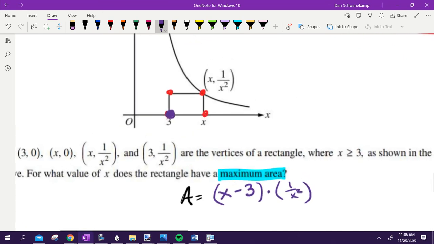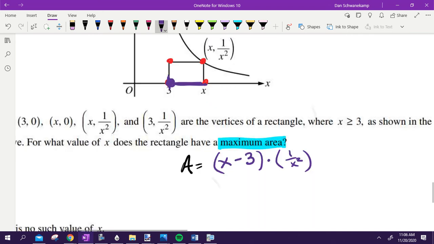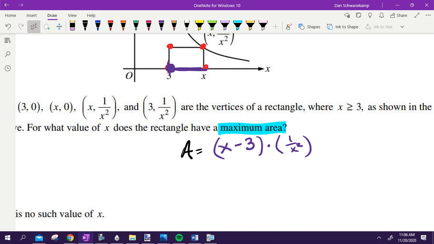X minus 3. That's going to be the base of this box because it's whatever your x value is, but it's not the whole x because I'm going to stop it at 3. So x minus 3 is the base, and then the y value is going to be that thing right there. That's always going to be the y value. It just is dependent on the x. That's my area equation. Oh, good. It's in terms of one variable. That's a good thing.